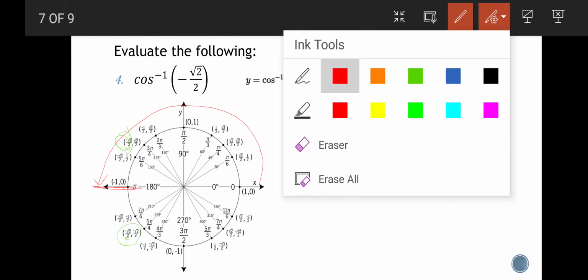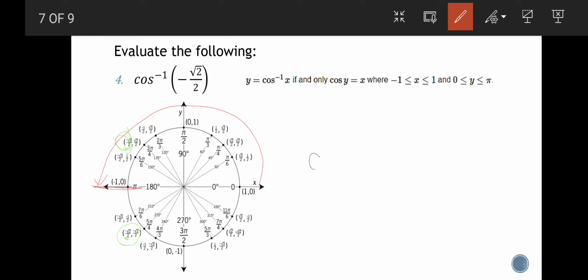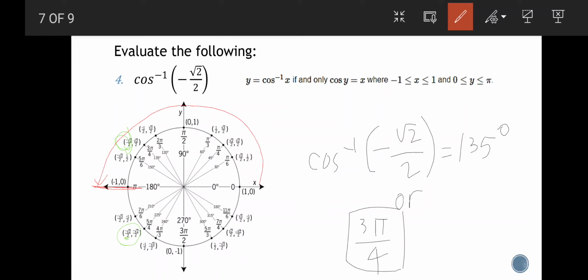Therefore, we can say that our arccosine of negative square root of 2 over 2 is equal to 135 degrees, or that is 3 pi over 4. Again, you could also use the special triangles.